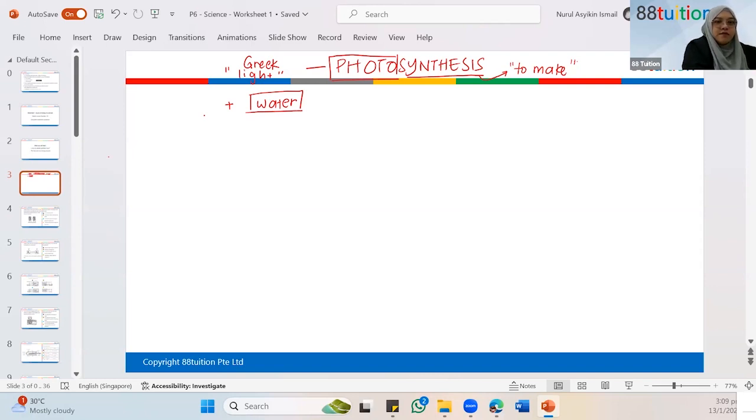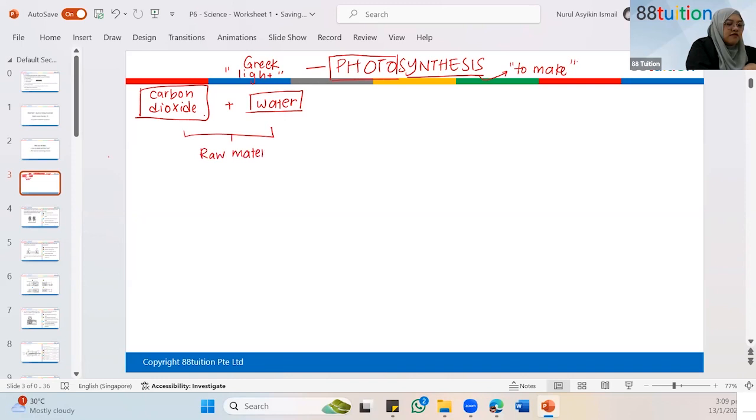Another one would be, it's a type of gas. Is it oxygen? No. The carbon dioxide. Carbon dioxide. Okay. Thank you. So we need these two for photosynthesis to take place. We call these two the raw materials.